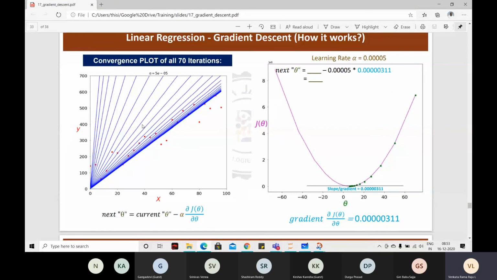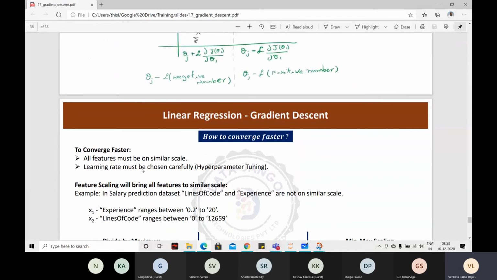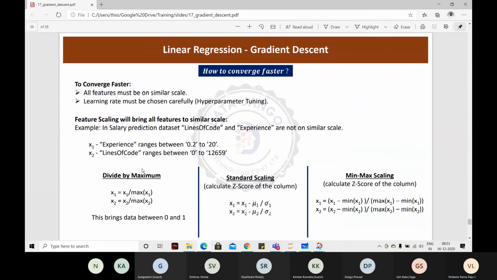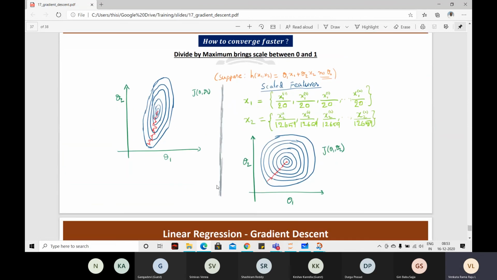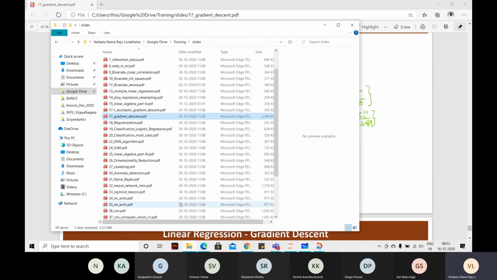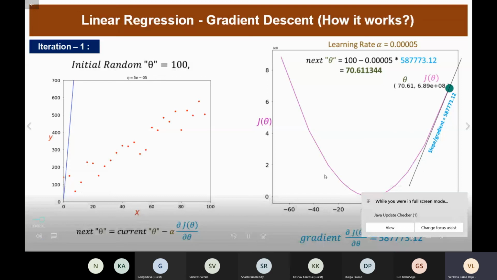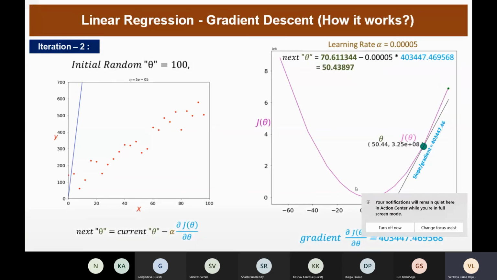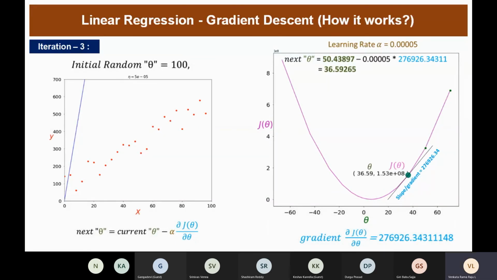That is a beautiful algorithm. Tomorrow we may not have class. Just practice on the existing linear regression algorithm. On Friday, I'll try to explain the stochastic gradient descent algorithm. Before we leave, I want to show you one video. That's how the algorithm is working.